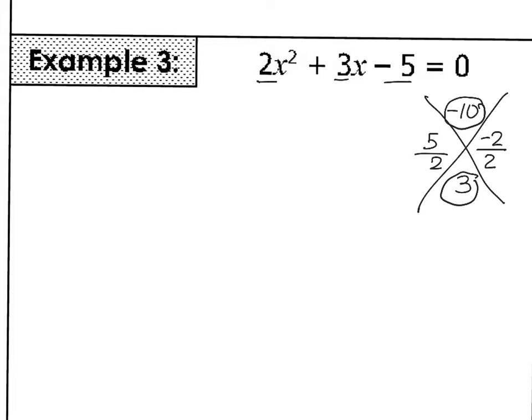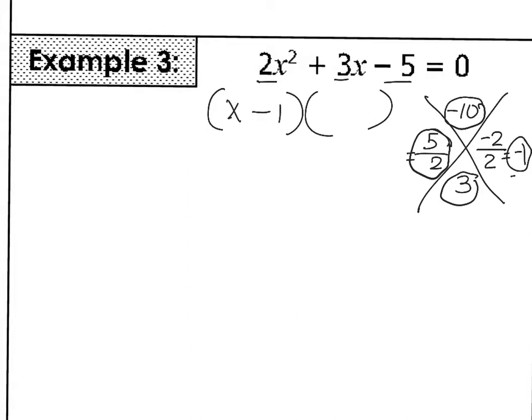Okay, so now I'm going to see, can I divide these evenly? Negative 2 divided by 2 is negative 1. So I've got that as a factor. And then 5 divided by 2, well, that's going to equal a fraction, right? So this is an improper fraction, so I'm going to have to deal with that. All right, so my binomials are going to be, look at the negative 1, x minus 1.